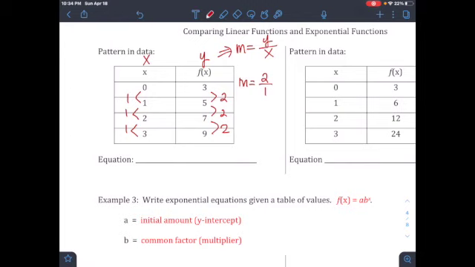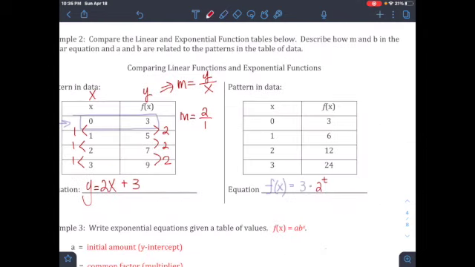I already found the difference right here. There's my difference, so I'm just going to do 2 over 1. Or you can do 5 minus 3 over 1 minus 0. It's the same thing. So put down the equation: y equals mx plus b, which is 2x plus 3. Why 3? Because 3 is the y-intercept, right here.